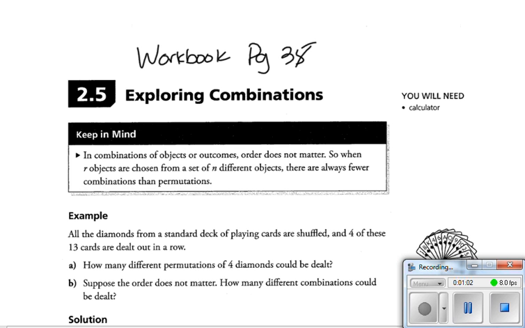A combination is when I just want three of you. You're not going in specific positions. We're not placing you in a certain order, but I just want three people, and I choose three people. So how I arrange you doesn't matter, just who I have matters.